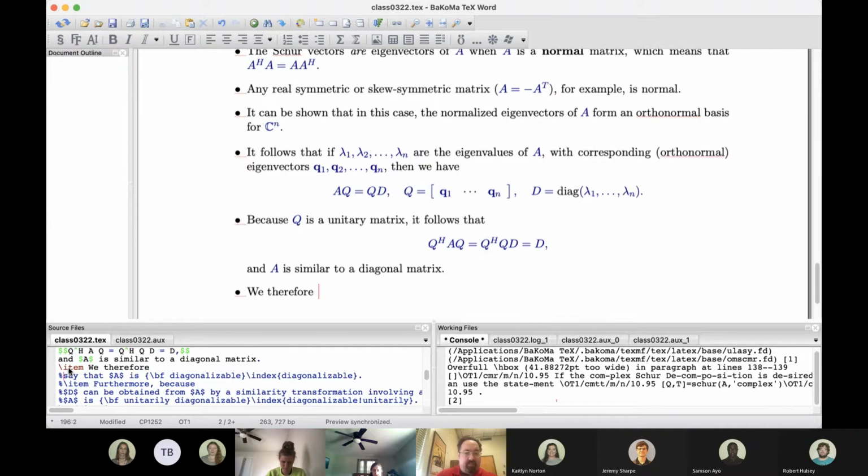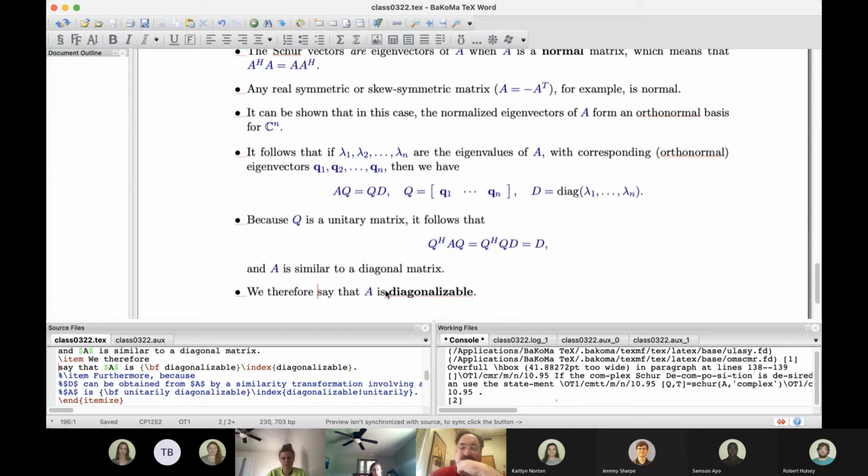So whenever the matrix A is similar to a diagonal matrix, in other words, there's some similarity transformation of A that will give you a diagonal matrix, then we say that the matrix A is diagonalizable. So it's possible to use similarity transformations to make it diagonal, which is great if we can do that, because then the diagonal entries are the eigenvalues, and then your similarity transformation will point you to the eigenvectors.